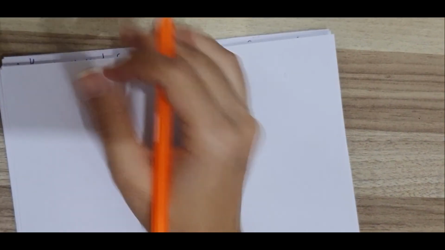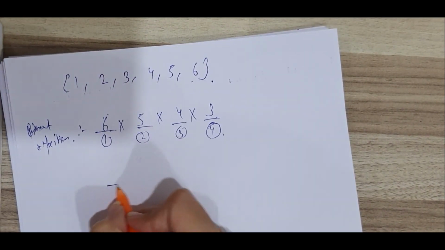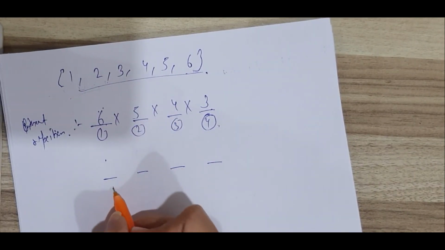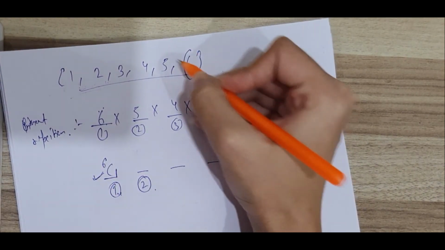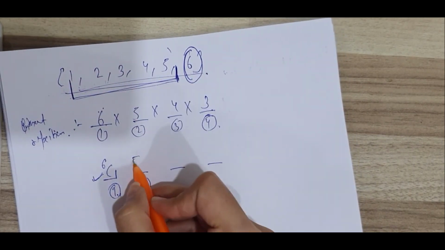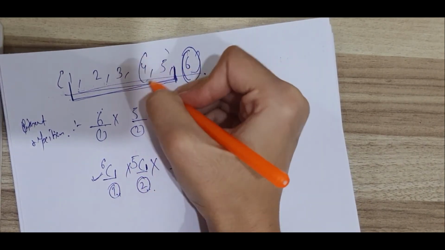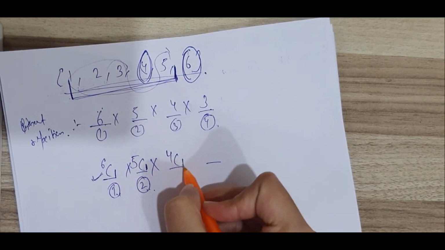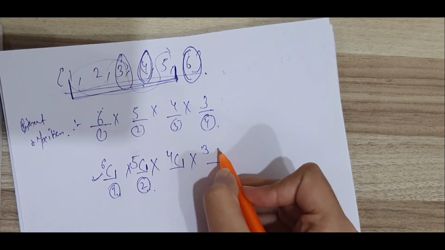I am repeating, if we have 6 options, 1, 2, 3, 4, 5, 6, this is how we choose. Here we have 6 options, so we have to choose only 1 option here, that is 6C1. If we choose this 6, we are left with these 5 options. From 5 options we have to choose 1 here, that is 5C1. Again, if we used this 4, then we are left with 4 options, that is 4C1. If we use this 3, we are left with 3 options, that is 3C1.